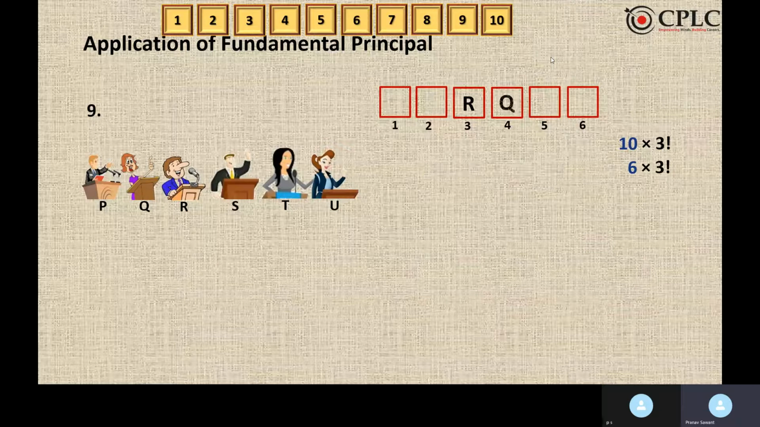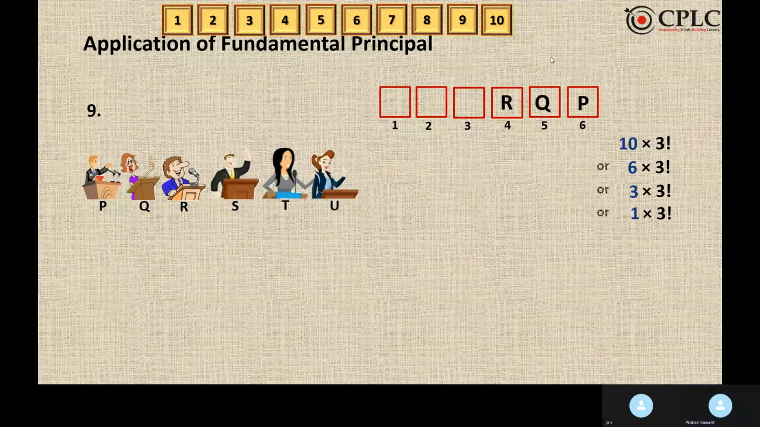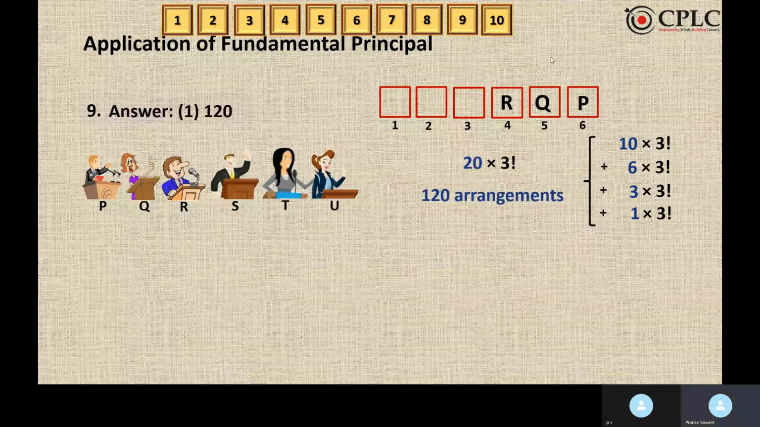Now let's take R at 3. If Q is at fourth place, there will be 2 possibilities. Q is at fifth place, there will be 1 possibility. Arrange STU into 3 factorial. Taking R at fourth place, there will only be 1 possibility. Also, we have to arrange STU, so 1 into 3 factorial. Adding these four things up, we'll get the answer as 20 into 3 factorial. That is 120 arrangements. So option 1 is the answer.